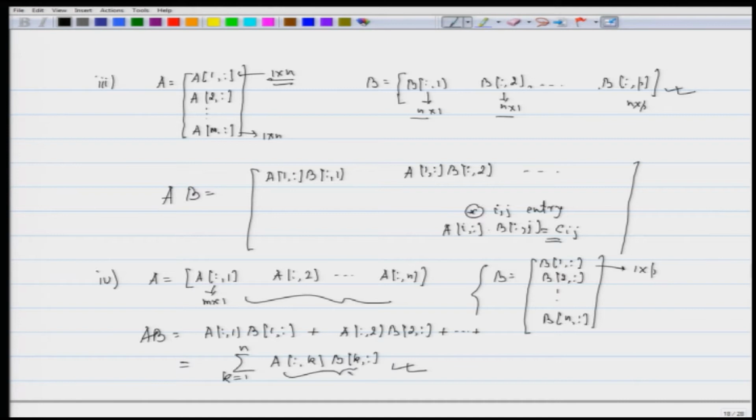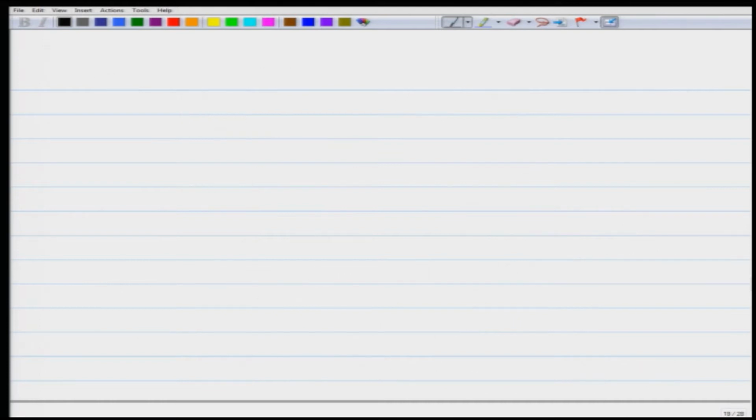So, this is a matrix product. Each of them is of size m cross 1 times 1 cross p, and therefore what I get is m cross p. So, each of them is a matrix of the proper size, the size of AB. The size of AB and the size of this, you can see that they are the same. So, these are the matrix products that we learnt. Now, let us look at some of the properties. I would like you to keep track of all of them.